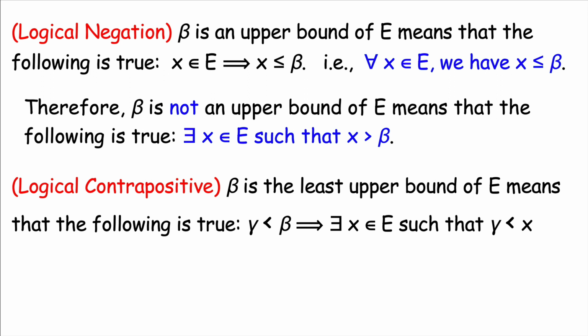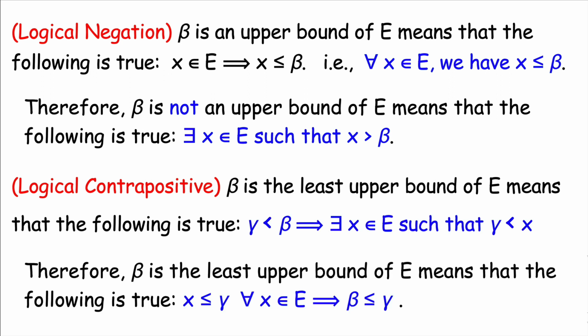Gamma being less than beta implies that there exists an x in E such that gamma is less than x. In other words, gamma is not an upper bound of E. The logical contrapositive of this implication takes the premise and the conclusion of the original implication, switches them around with respect to the implication, and negates them.